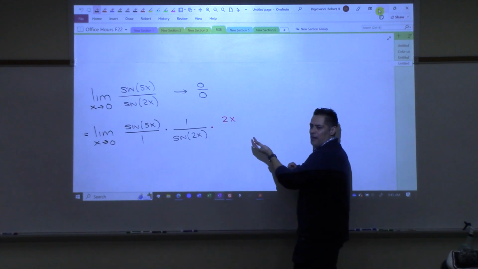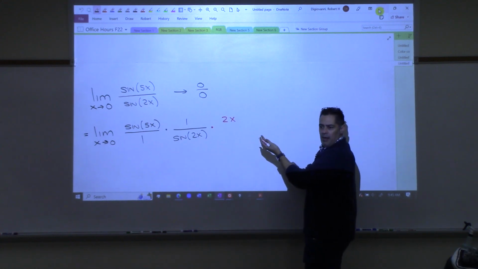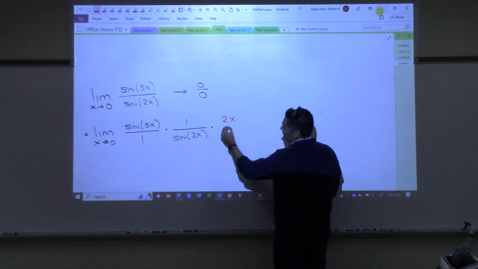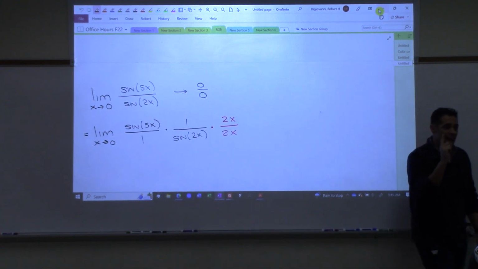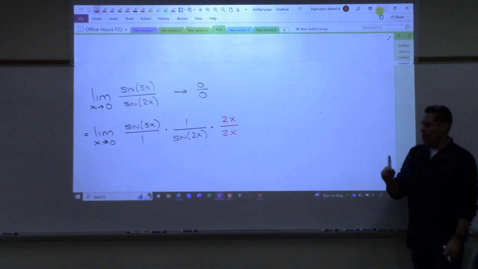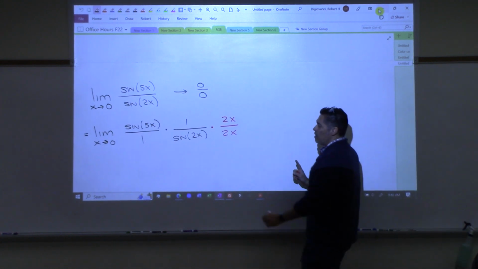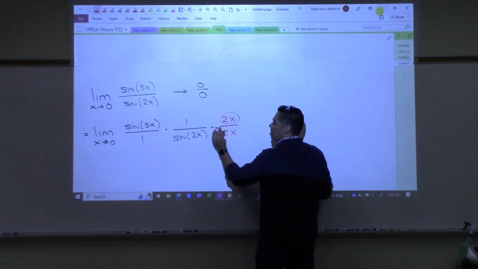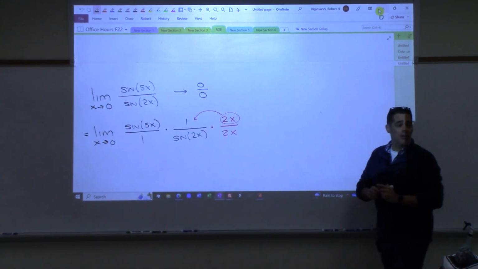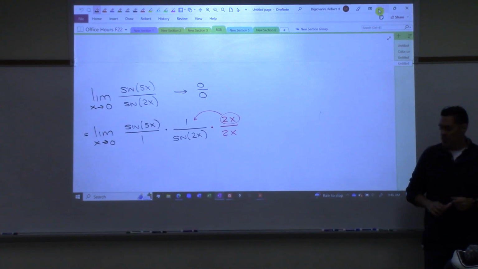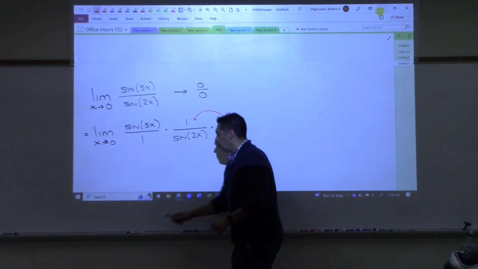Now, I can't just do that, right? That's not legal. I can't just throw a 2x in there. But I can do a 2x over 2x, can't I? Because that's 1. So that is legal. And then I can take this 2x, and because this is multiplication, I can slide it over here and put it on top of that, and that's no longer going to be a problem, is it? Okay, so let me write the next line.